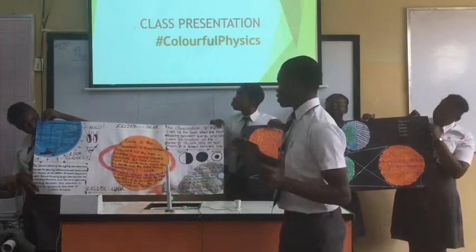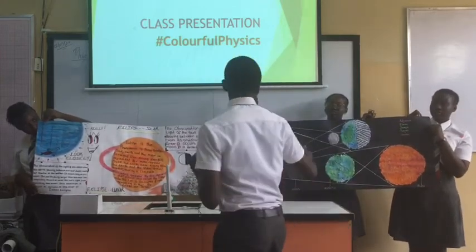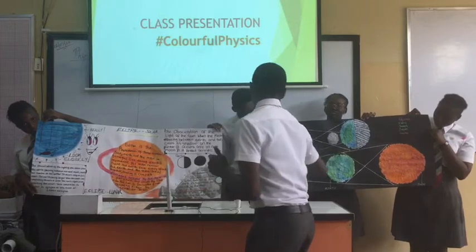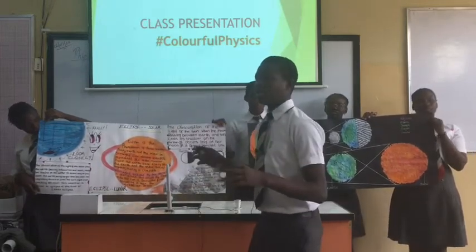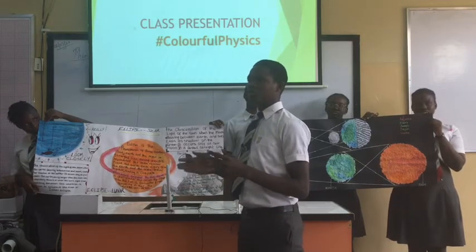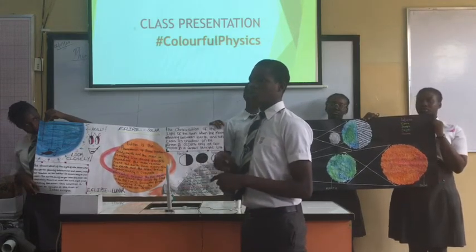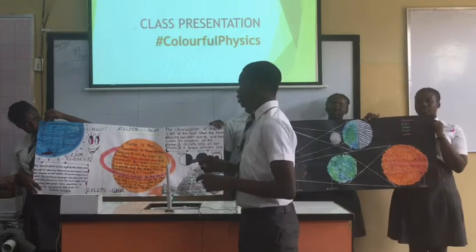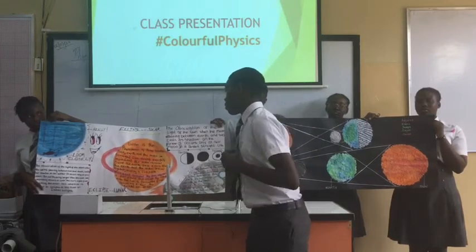While the lunar eclipse is when the earth comes in between the sun and the moon. The moon is our only source of light in the night. So throughout that night, there is going to be total darkness. That's the lunar eclipse.